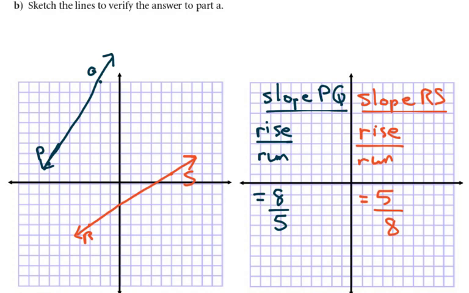So we can see from those two slopes that they are in fact reciprocals. 8 over 5 and 5 over 8. We do crisscross. But the signs are the same. These are both positive numbers. So we're close to meeting the criteria for perpendicular, but we're not perpendicular.